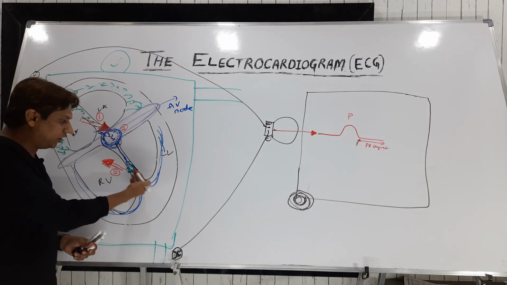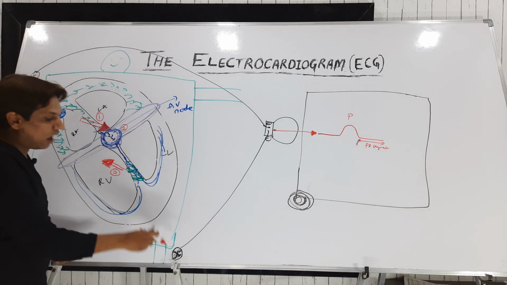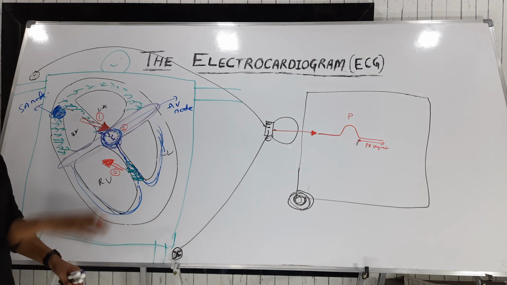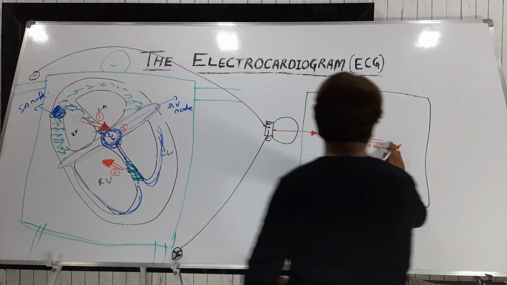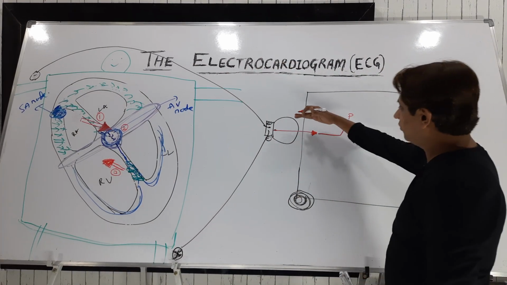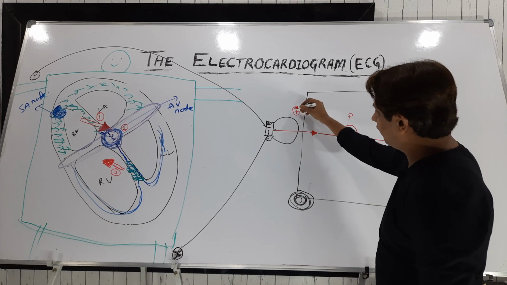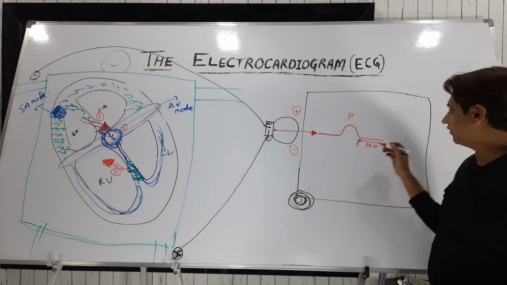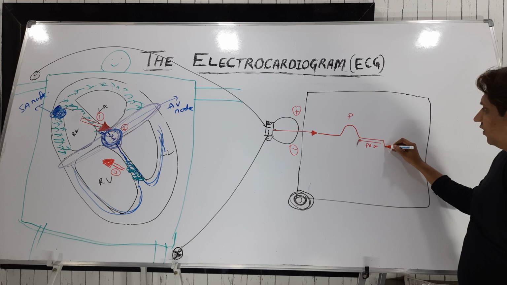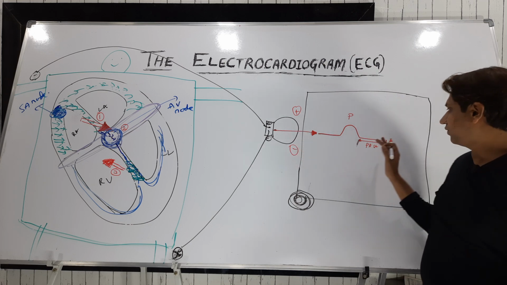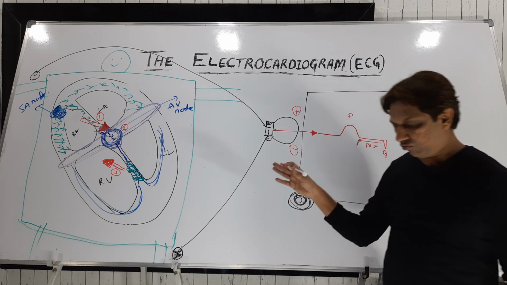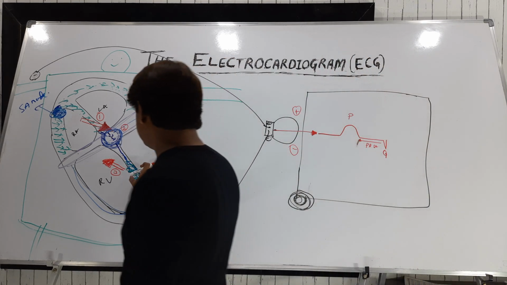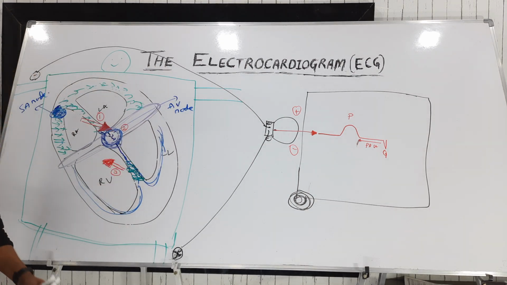Here the positive current is moving away from the positive electrode. So what type of deflection do you expect? Yes, the deflection is negative. The pointer of this recording device will point down, and it will produce a wave known as the Q wave, a negative wave. This negative Q wave is because of the depolarization of the interventricular septum.